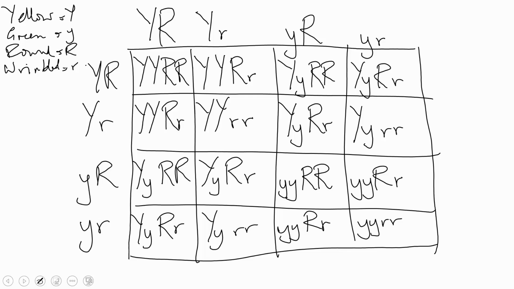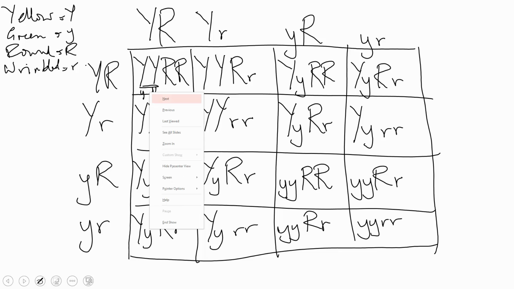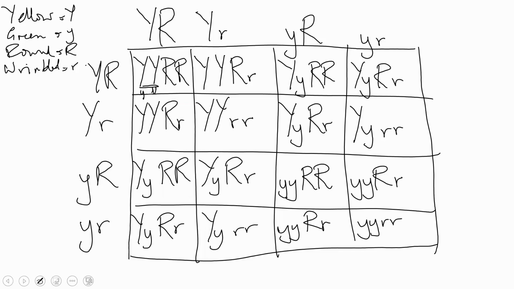So let's see in the first cell. The first cell has two capital Y's, so of course this is yellow, and two capital R's, so this is round.